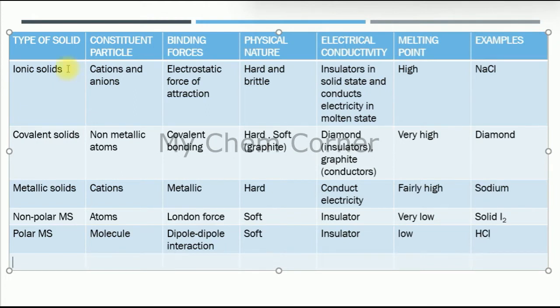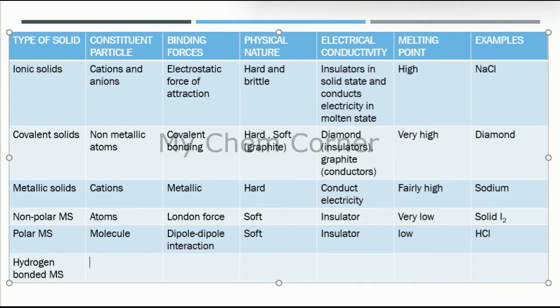And the last classification is hydrogen bonded molecular solid. In this case, the constituent particle is a molecule. The binding force in this case is hydrogen bonding. Here, physical nature of this is hard because the hydrogen bonding is very strong. Electrical conductivity, again, it's an insulator. Its melting point is low, and an example for this is ice.